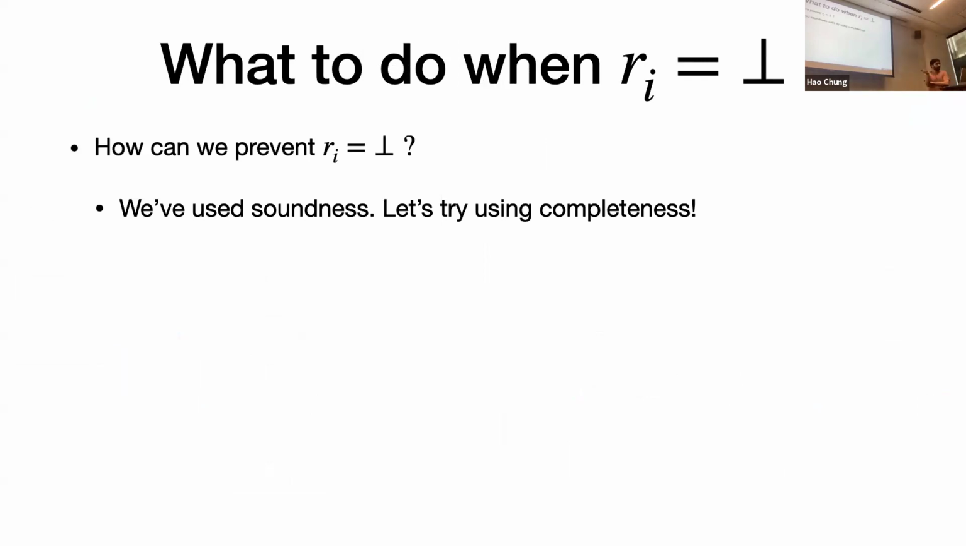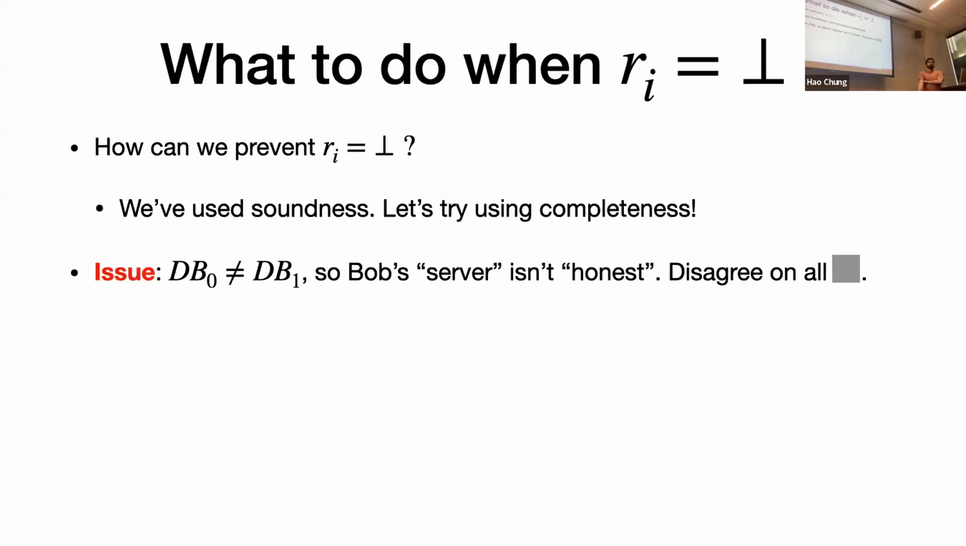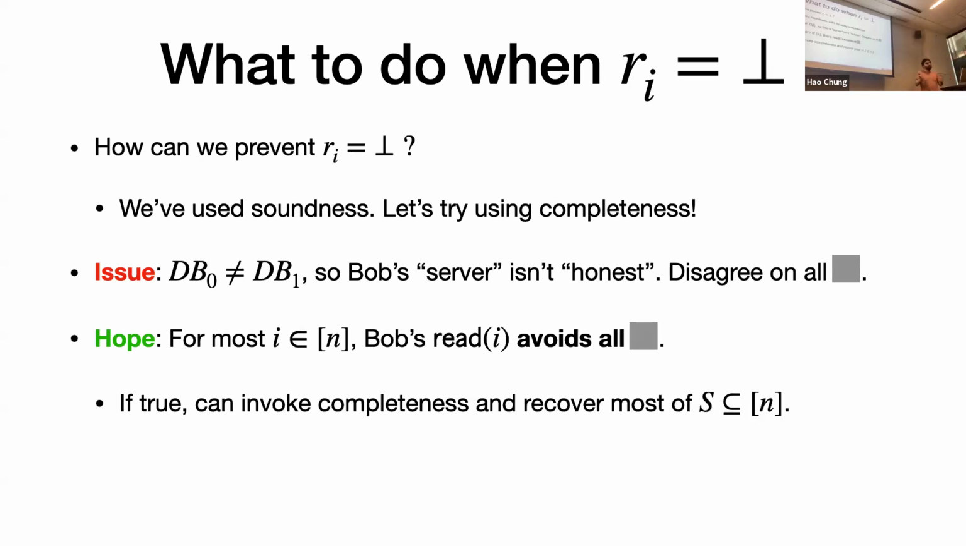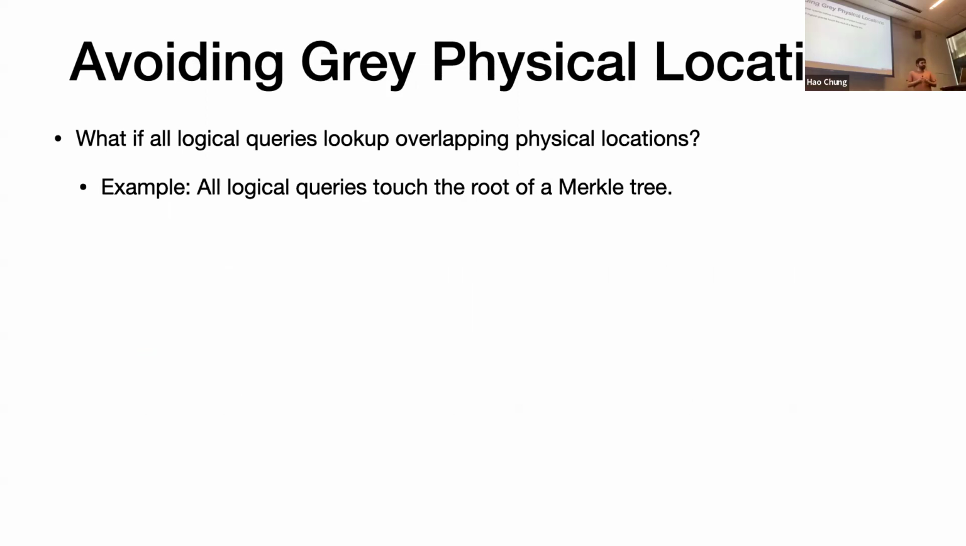Well, we've used soundness so far, and we should try using completeness in some sense. But the issue is that completeness only applies if the database is an honest server, if there are no modifications. But DB0 and DB1 disagree, so the server response isn't an honest server. But one could naively hope that for many of the times when Bob does a read to index i, hopefully it'll avoid all the gray cells. If this is the case, then we can invoke completeness. If Bob does not touch any of the gray cells, then it looks like it's interacting with an honest database, and therefore we can invoke completeness and get the right answer from the memory checker. So this is the hope.